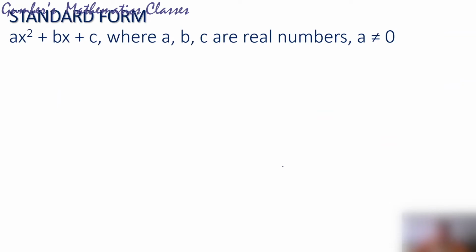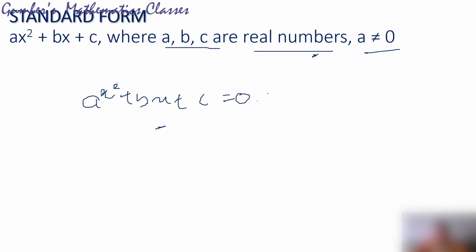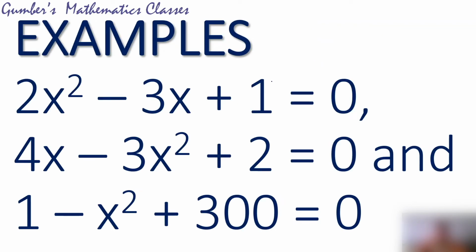Next is the standard form. This we have already done. The standard form of a quadratic polynomial is ax square plus bx plus c, where a, b, c belong to real numbers and a is not equal to 0. And if we equate it with 0, we will get a quadratic equation. Now a few examples of quadratic polynomials: as here the highest power of the variable is 2, therefore, yes, it is a quadratic polynomial.